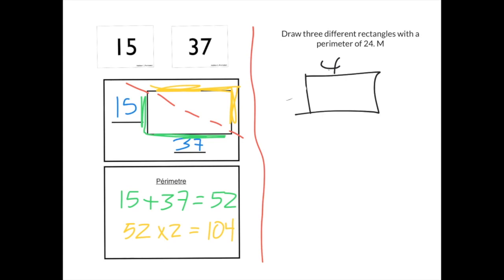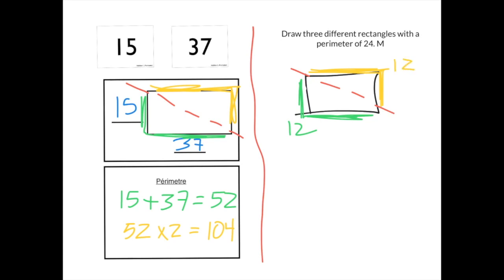But if they utilize the idea of a half perimeter, they really start to build a lot of understanding and efficiency. So for example, if the perimeter of this rectangle is 24, then each half perimeter, represented by the green and yellow line in this case, would be half of 24, which is 12.